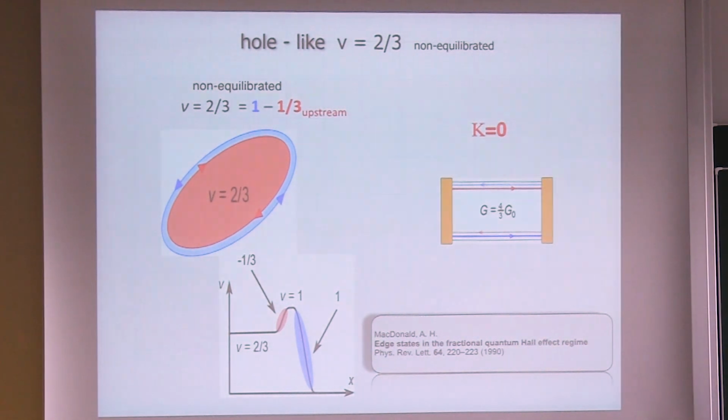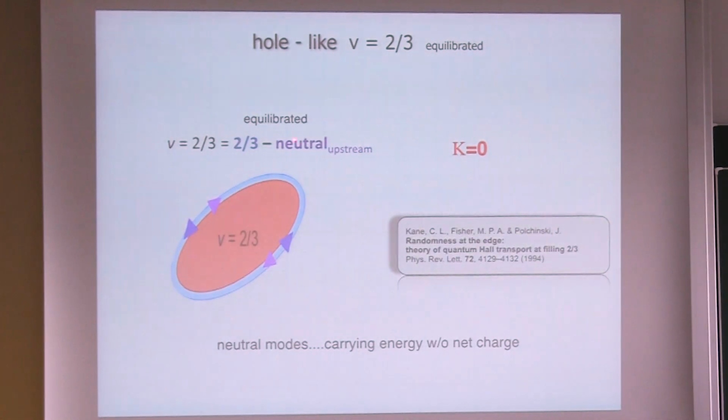So again, Kane and Fisher said that there is some kind of equilibration going on, and there is a characteristic length scale. They don't mix with each other at zero length, but they mix eventually, and you get a 2/3 charge mode, which is downstream, and a neutral mode, which is upstream. So now 2-probe, 4-probe, everything will give you 2/3 e squared over h, and we came to know about something new called the neutral mode. It doesn't carry any charge, so you cannot catch it through electrical measurements; something else has to be done.